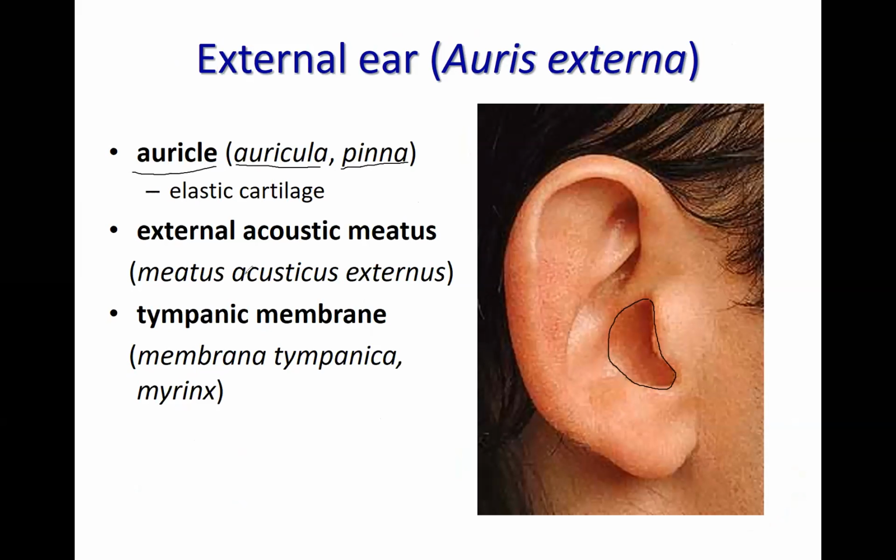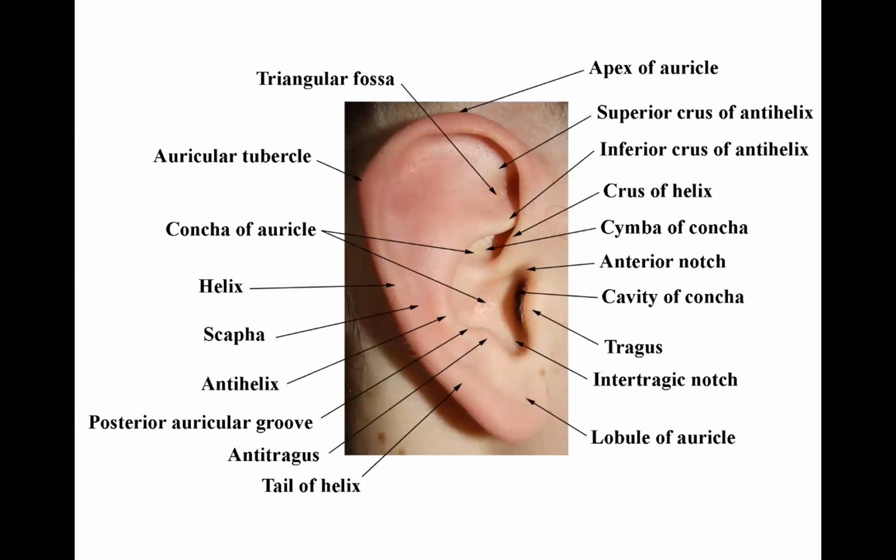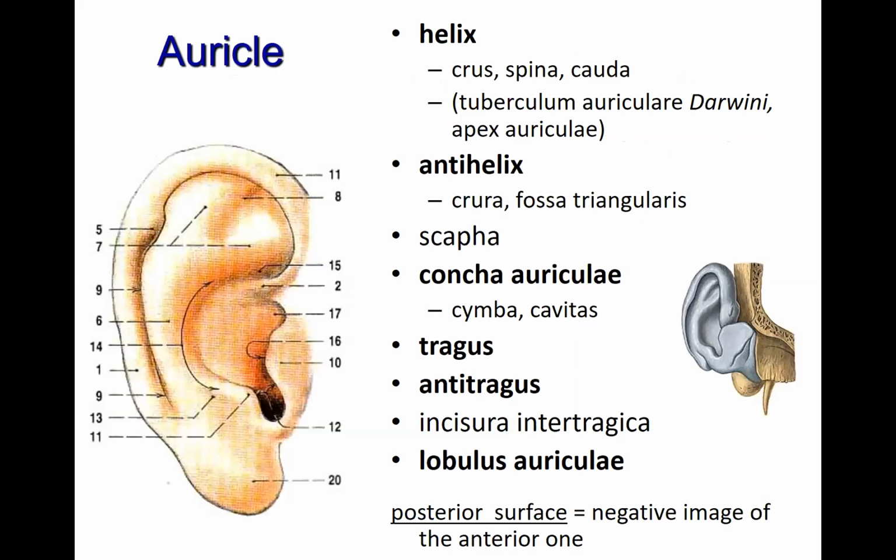And the termination of this corridor is a fibrous, very thin tympanic membrane, which is simultaneously the lateral wall of the middle ear cavity. In clinics, the term myringitis is used, and it is the inflammation of the tympanic membrane. So what can we describe on the auricle? There are many structures visible on the auricle.